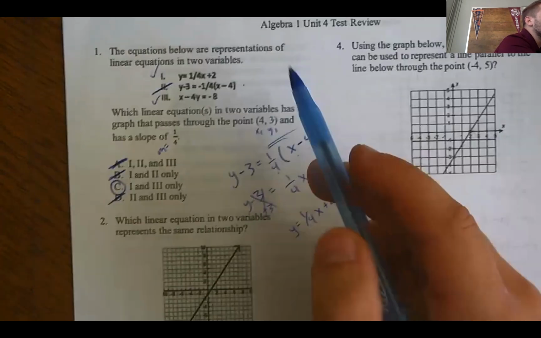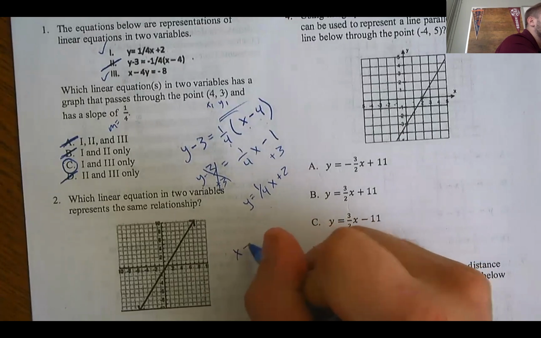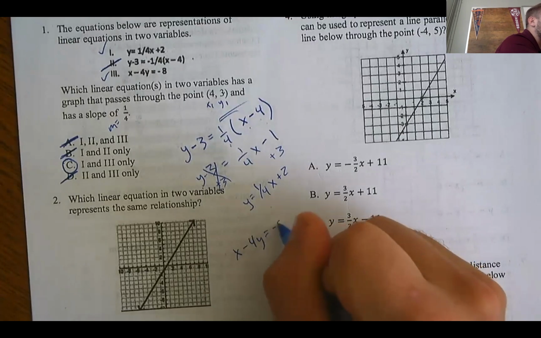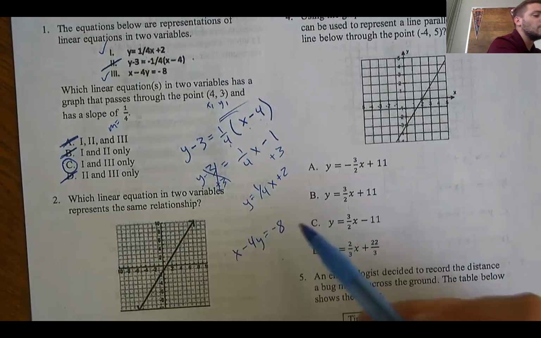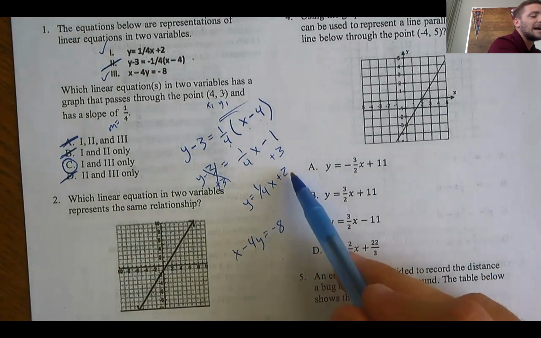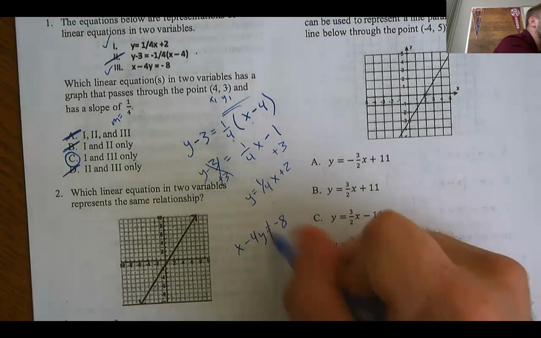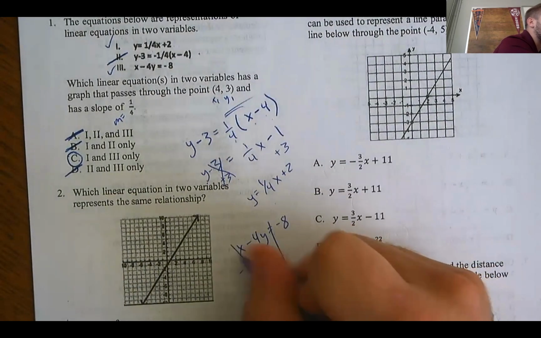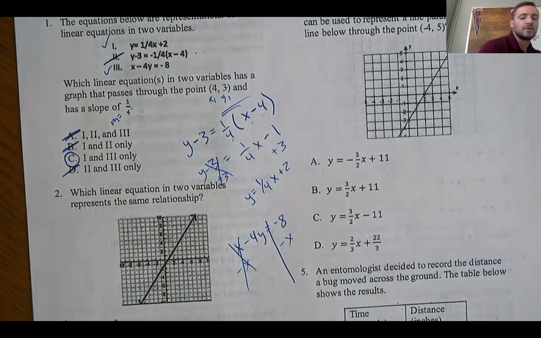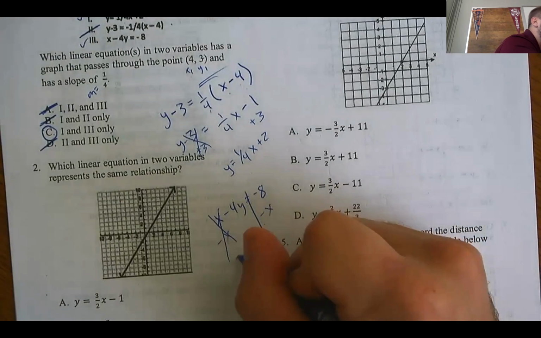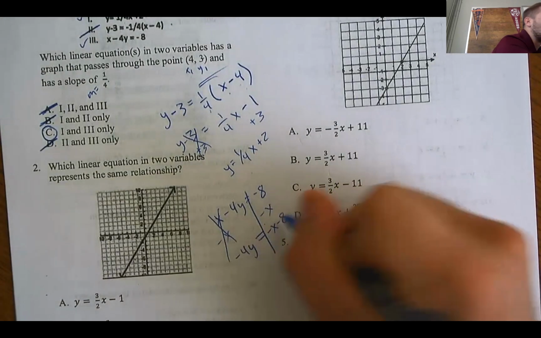And now looking at equation number 3, so I'm getting down here, sorry, it's okay. So equation number 3 is in standard form. Let's get it into y equals mx plus b form and see if it matches our y equals mx plus b form, okay? So we're going to subtract x from the left side. If I subtract x from the left, we need to subtract x from the right. And that gives us negative 4y equals negative x minus 8.